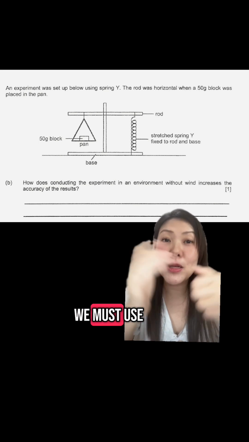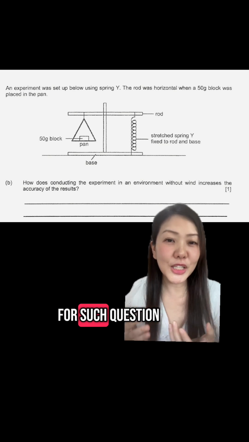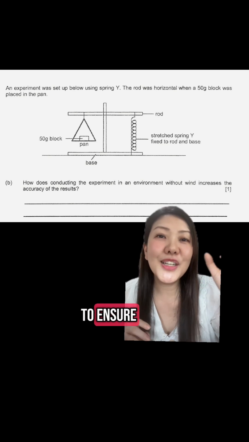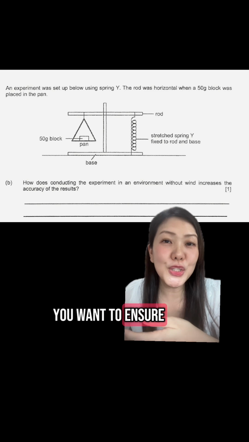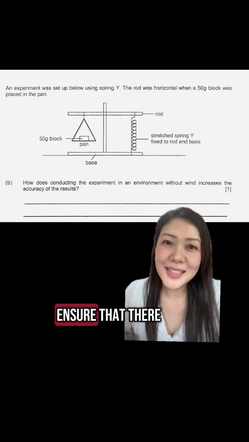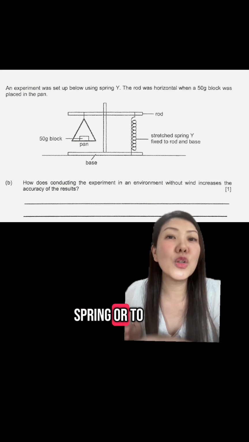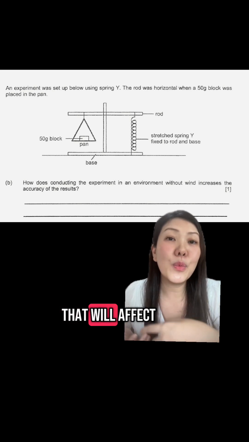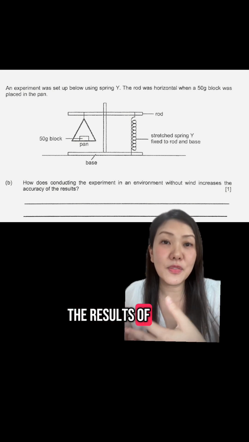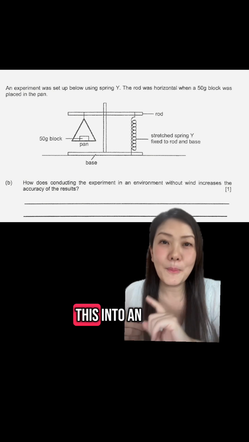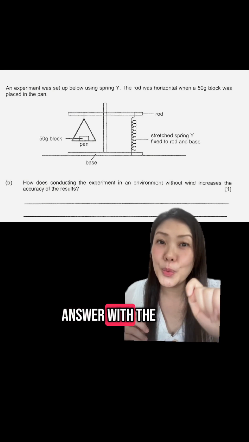So of course, we must use our favorite word for such questions, to ensure. So what do you want to ensure? So of course, we want to ensure that there is no wind to move the spring or to move the pan that will affect the results of the experiment. But let's put this better into an answer with the right keywords.